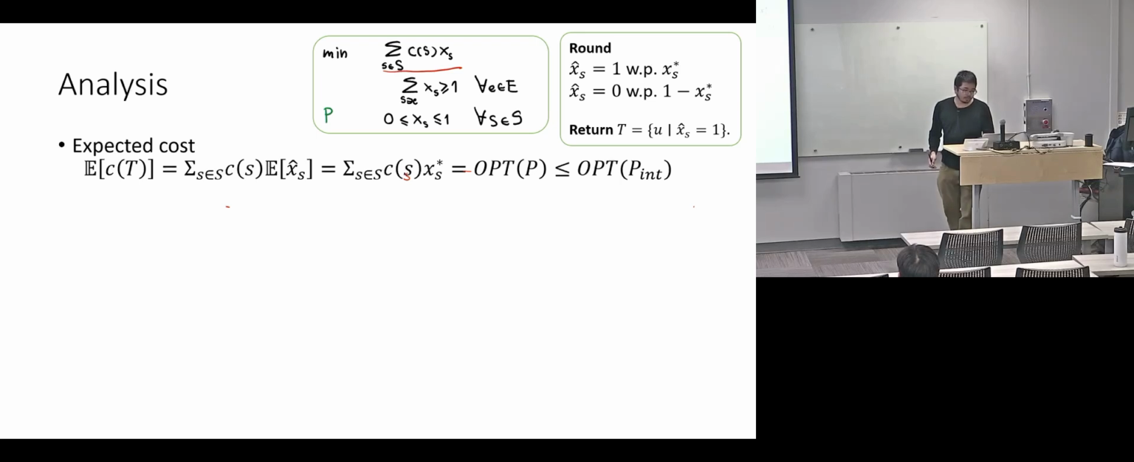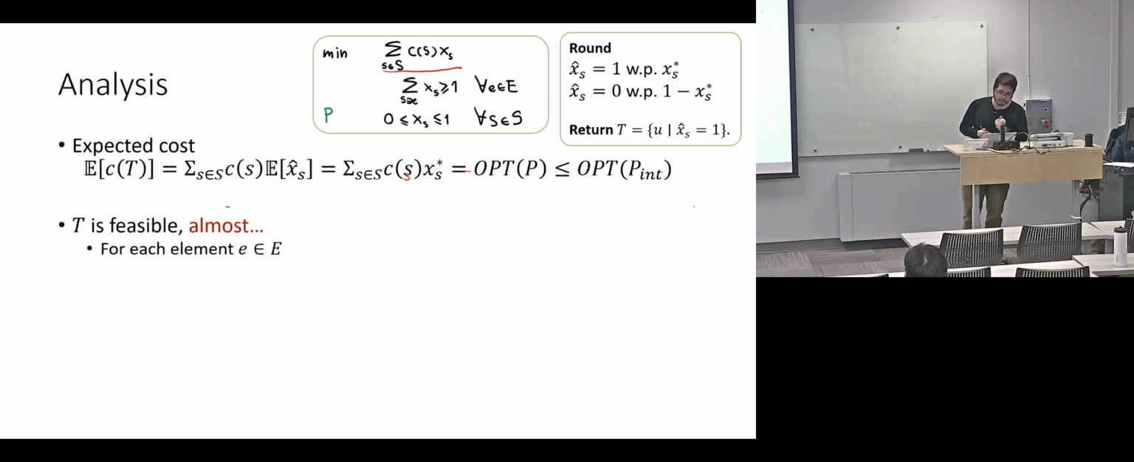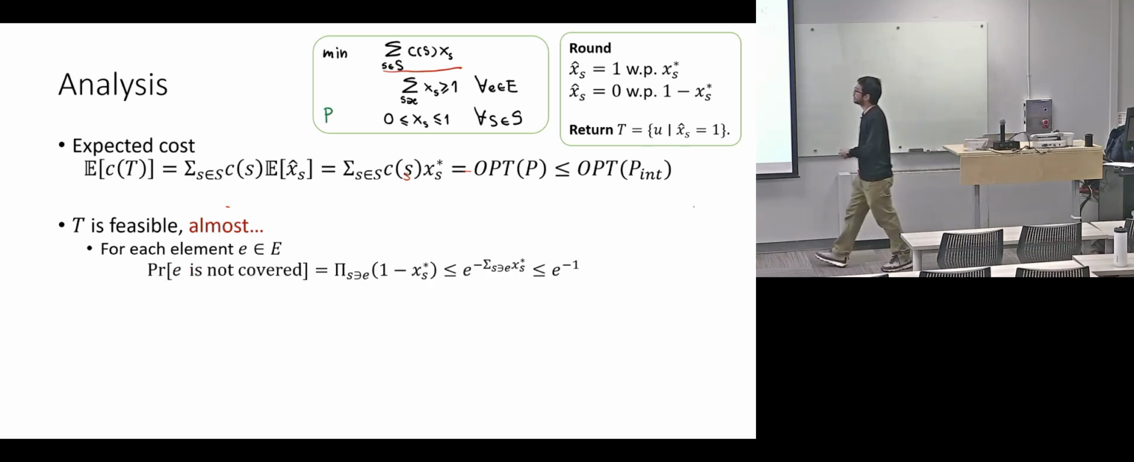Is it feasible? Almost. Why? For each element, we want to say that it is covered. So let's analyze the probability that each element is covered. The probability that E is not covered: E is not covered if none of the sets that contain it is chosen. So for each set that contains E, we don't choose it, with this probability.